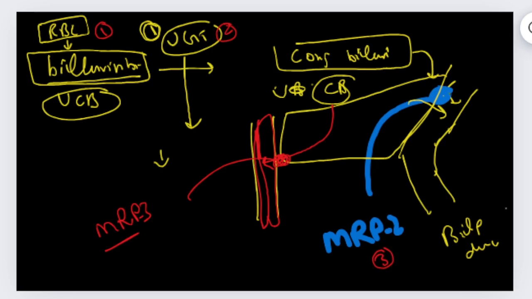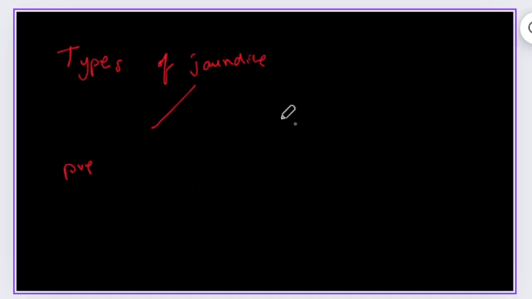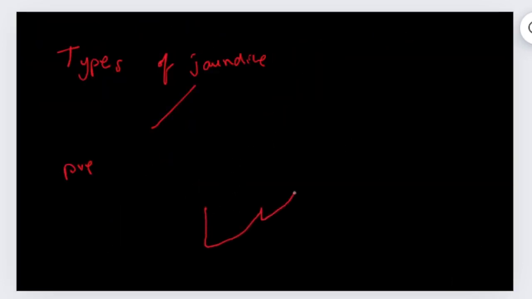Okay, so now jaundice, types of jaundice. When there is a problem in the liver, for example, this is your liver, the liver cannot metabolize the bilirubin. So the bilirubin cannot move to the bile duct and the intestine and cannot be excreted. The bilirubin level will increase, and when the bilirubin level increases, it causes jaundice.